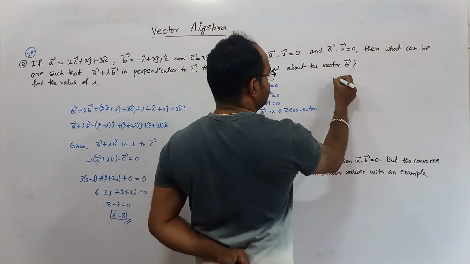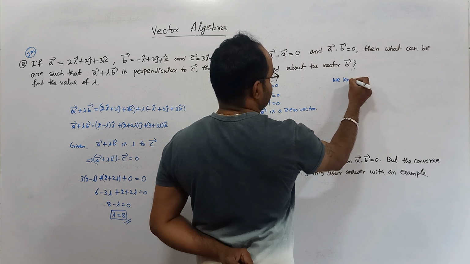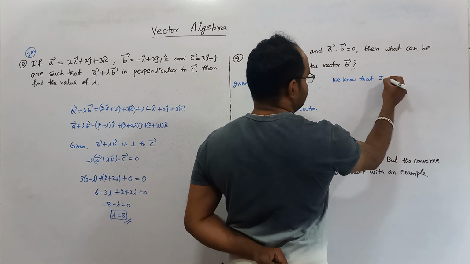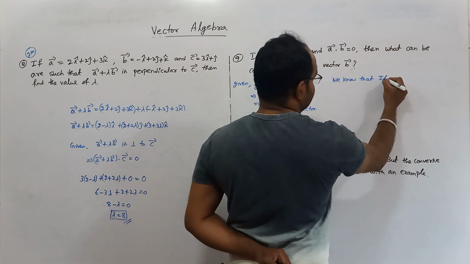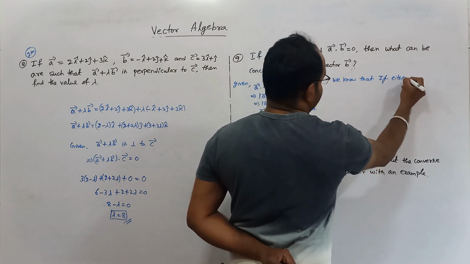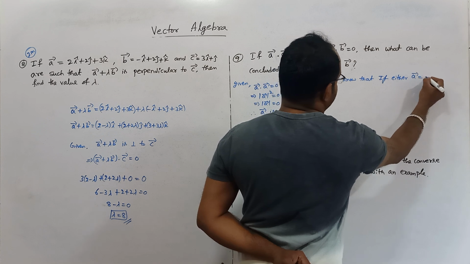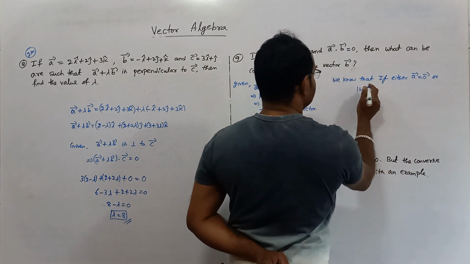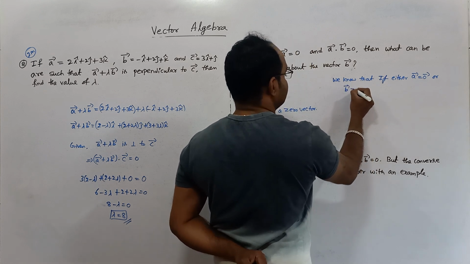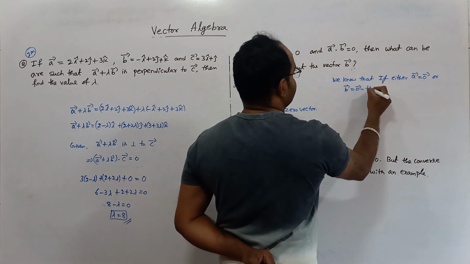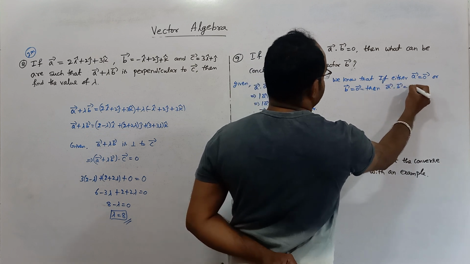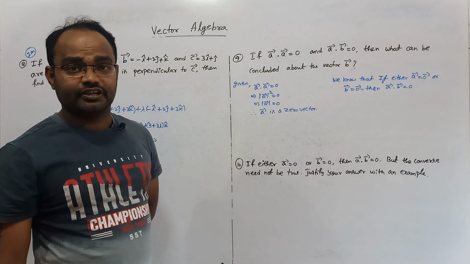We know that if either vector A equal to 0 vector or vector B is equal to 0 vector, then we conclude that A dot B is equal to 0. If vector A equal to 0, or vector B equal to 0.